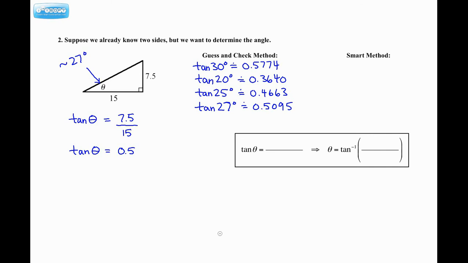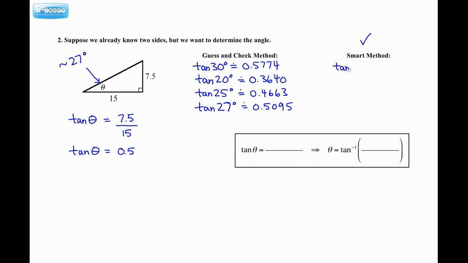Okay, but I'm not satisfied with that. That's not good enough. I want to be able to get this angle precisely and quickly. So for that, we're going to use the smart method. The smart method works like this. Since it's like we're trying to work backwards from the examples we did before, we're going to use what is called an inverse.